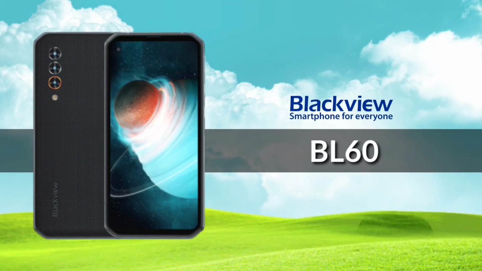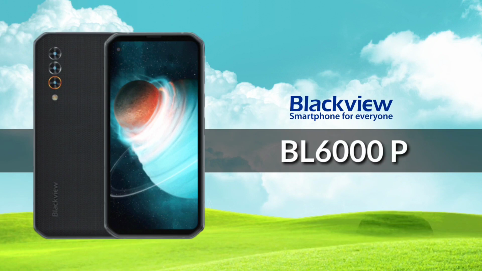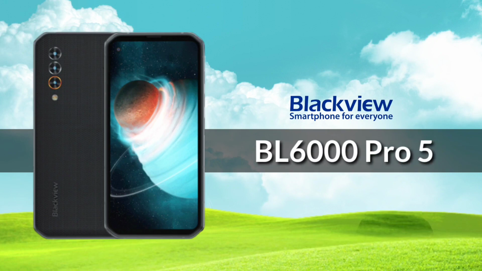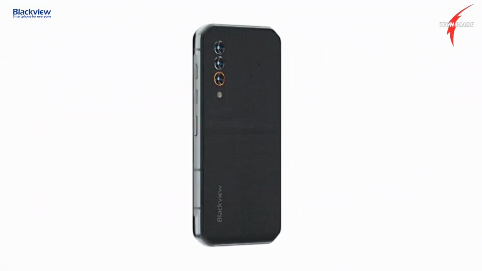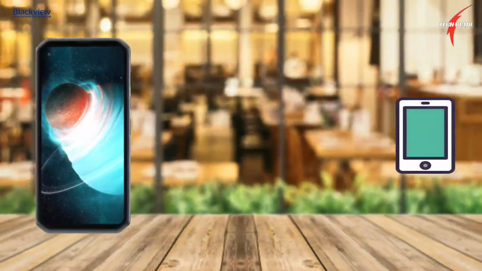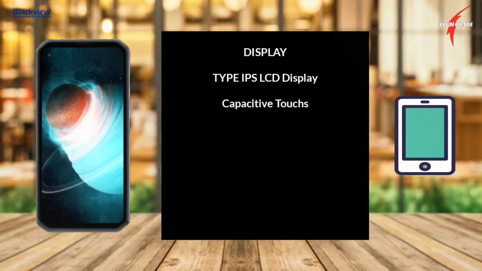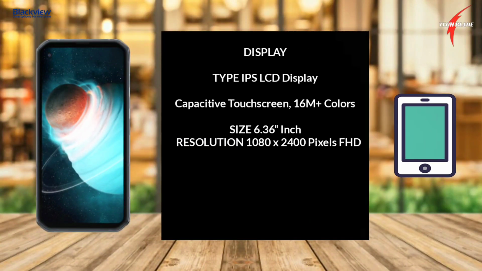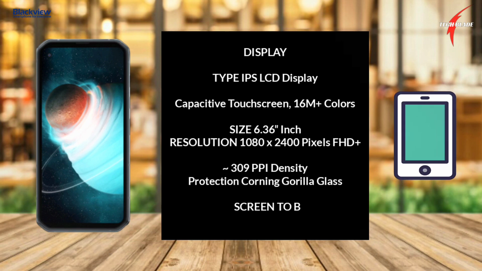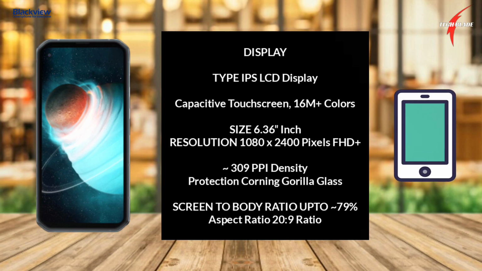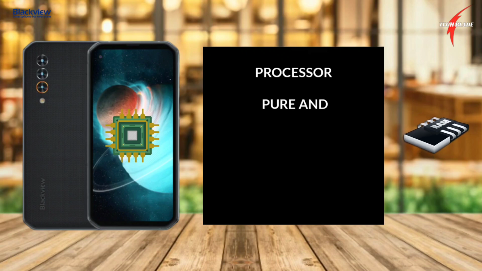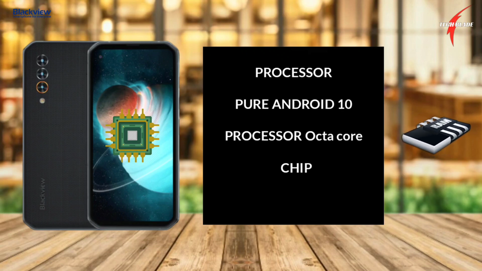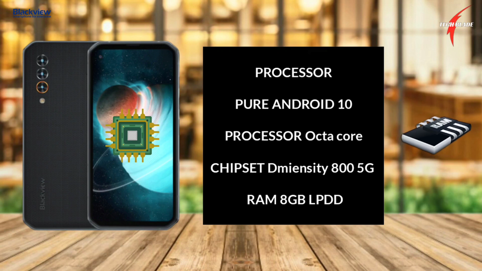Here we show the specification of all new smartphone. Display, type, size, resolution, density, protection and screen to body ratio. Device processor, version, processor core, chipset and RAM.